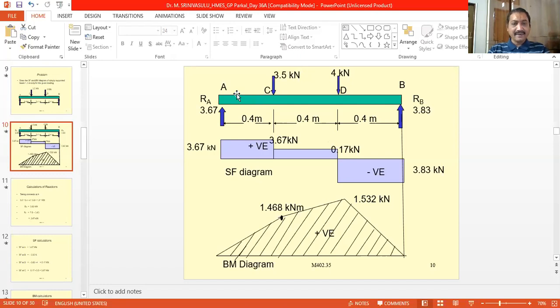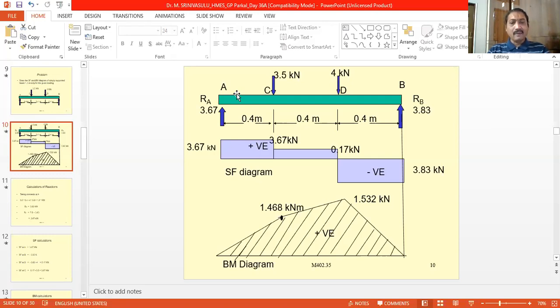Now coming to the shear force at point A. If we take the section here, we can take either the right side or the left side. Already we have taken the right side value, and the shear force acting up to point C is equal to 3.67 kN, and there is no other force acting between point C and A. Therefore the same shear force of 3.67 will continue, that is plus 3.67.